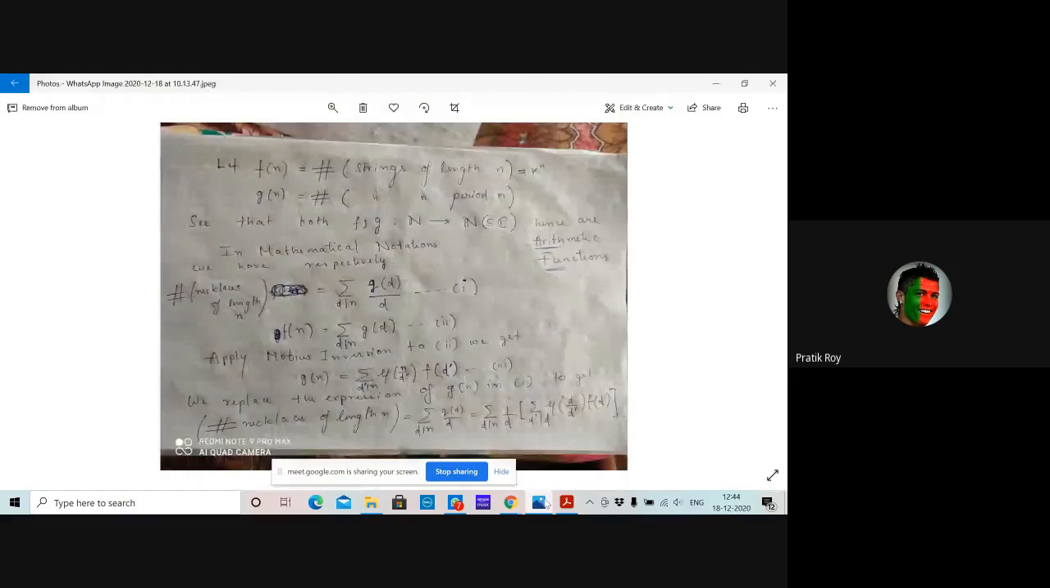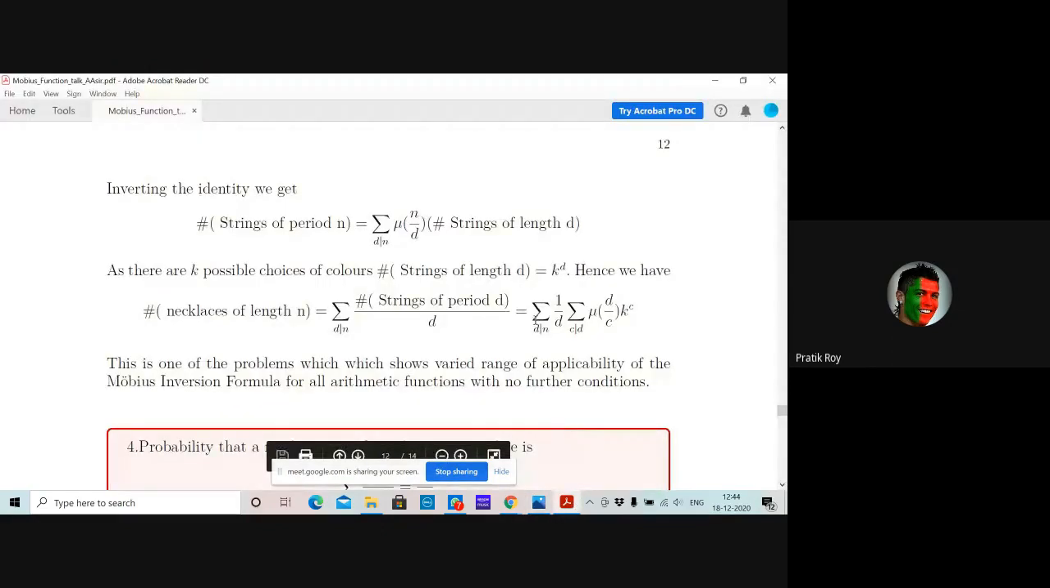What is gd? Gd is summation d prime divides d of mu d by d prime times f d prime, and that turns out to be this expression: summation d divides n 1 by d, summation c divides d of mu d by c times k to the power c. Okay, so as of now I have an expression for the number of necklaces of length n with respect to mu. So what is the helpfulness of this expression?